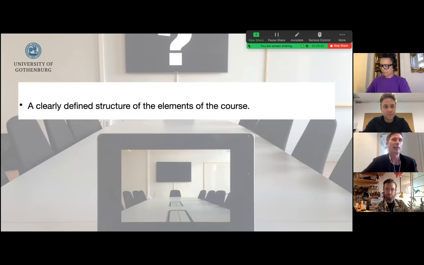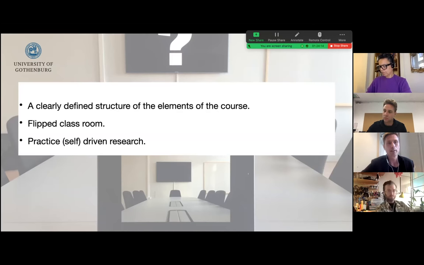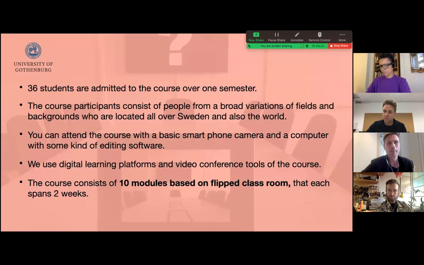The core of this course is that it has a very clearly defined structure of the elements of the course. We also use the flipped classroom, and it's practice self-driven research from the student's point of view. And we admit 36 students to the course over one semester. So the course is just one semester. The course participants consist of people from a broad variety of fields and backgrounds who are located all over Sweden and also the world. The course is, of course, in Swedish, so they have to understand or speak Swedish, but there are no limitations on where they are located.